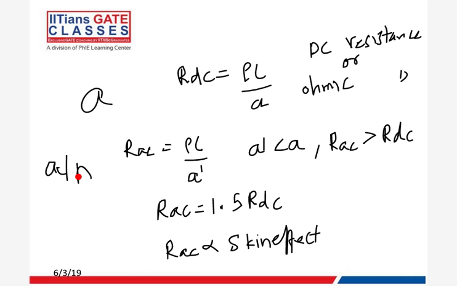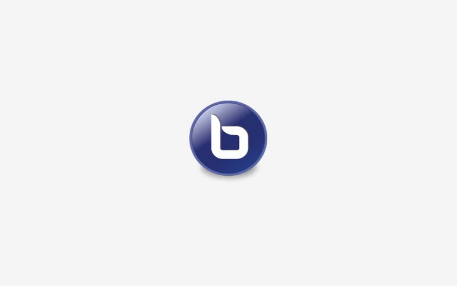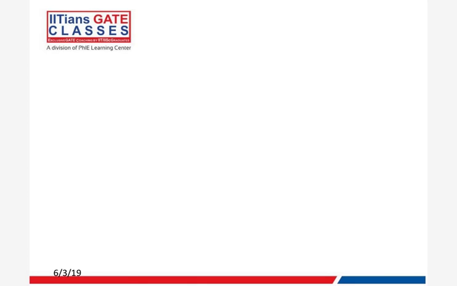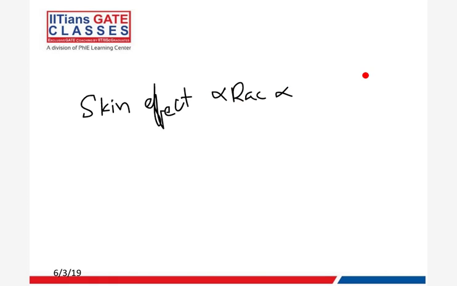Okay, so the rule of thumb is that skin effect is proportional to RAC, which is inversely proportional to 1 by area, right?